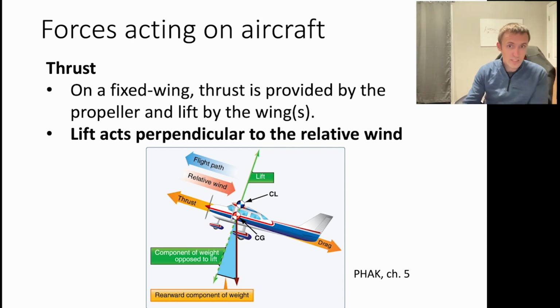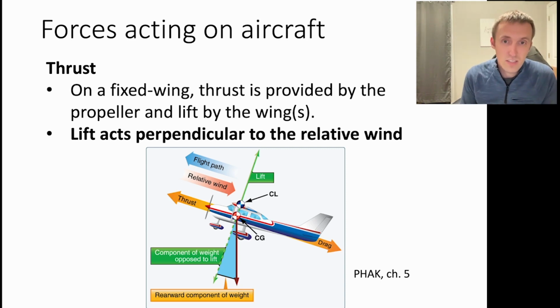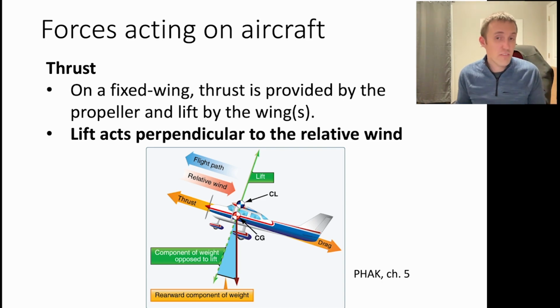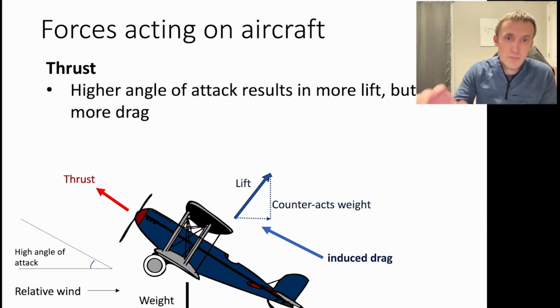And of course, as we said last time, for straight and level flight, lift and weight are both balanced. And now if you have thrust and drag being equal to each other, you'll have the aircraft moving at the same speed. So there won't be any speeding up or slowing down.